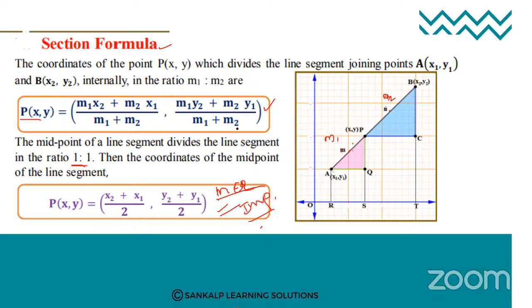Next, if this line divides in the ratio 1 is to 1, okay, when it is 1 is to 1, what formula do we get? x2 plus x1 divided by 2, y2 plus y1 divided by 2. This is also called the midpoint formula. Okay, these two formulas are very, very important.